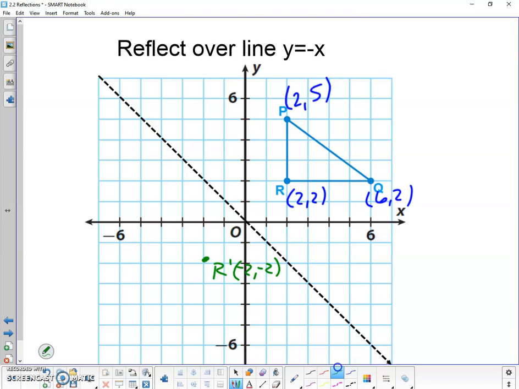All right, where is Q going to end up? Close. There you go. We're going to flip them. All right, which means P is going to be at (-5, -2). So this time we don't just flip them, but we flip them and we change signs.